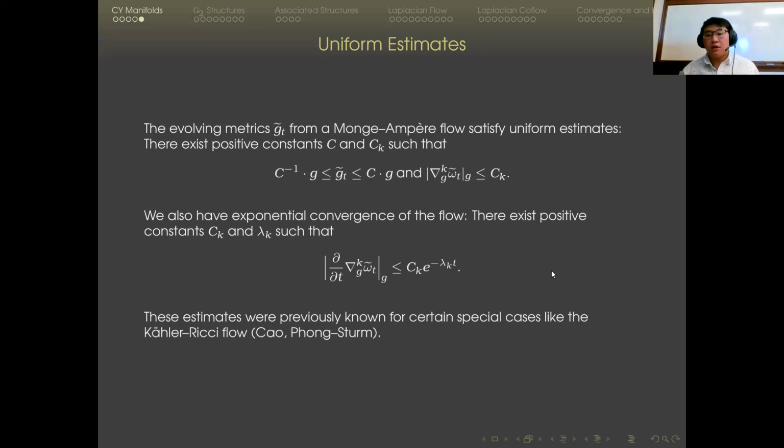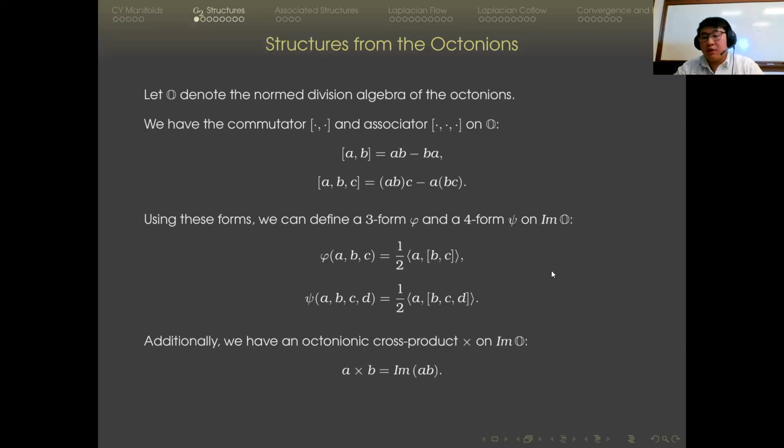All these estimates exist for the Kähler-Ricci flow. In that case, the top lines were proven by Chow, and the second one was proved by Fong and Sturm. Whatever happens there basically happens for the more general class of flows. Okay, so that's all the machinery that we need from Calabi-Yau manifolds.